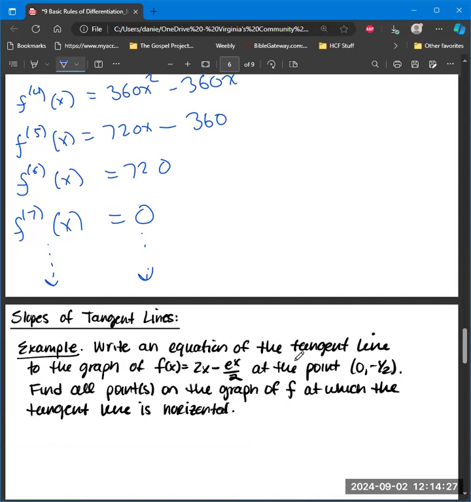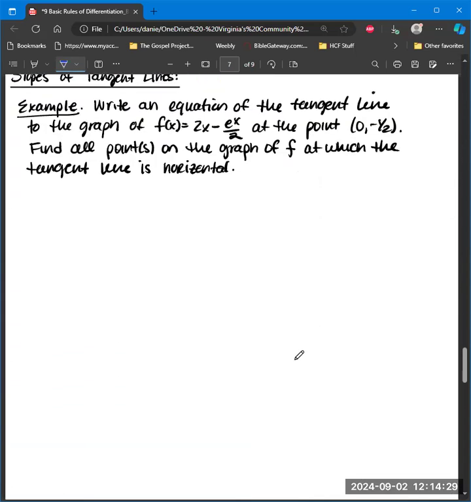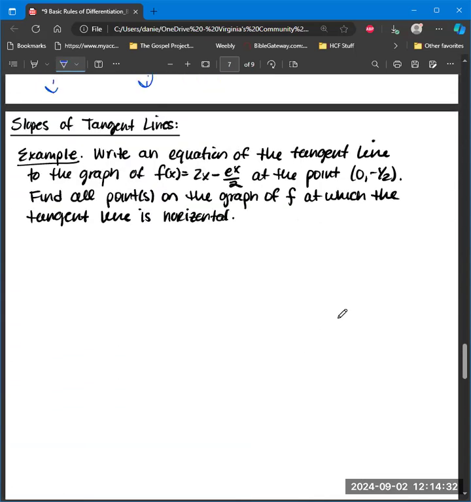Let's now look at slopes of tangent lines, which is going to be one of our applications of derivatives here. A big idea in calculus, one of the big problems you want to solve, is the tangent line problem. So let's write an equation of a tangent line for the graph f of x equals 2x minus e to the x over 2. So f prime of x is going to be equal to 2 minus 1/2 e to the x. And we're told to write the equation of the tangent line at the point (0, -1/2).